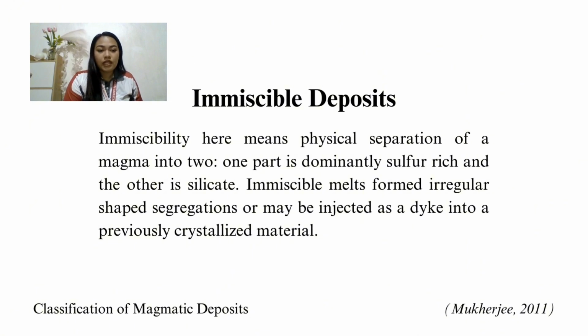The immiscible melts may form as irregular-shaped segregations, where dense sulfide liquids accumulate in specific areas, or they may be injected as dikes into pre-existing crystallized rock formations.